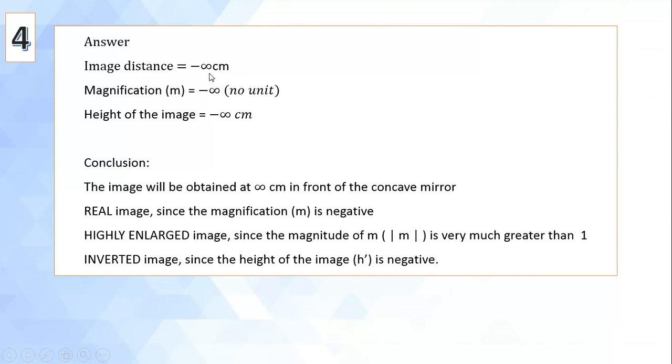Now we summarize everything. We got the image at minus infinite. Magnification is minus infinite, without unit. And height of the image is minus infinite. So all are very big values. The image obtained in this case is in front of the concave mirror. And what is the nature of the image? It's a real image. Why is it a real image? Because the magnification factor is negative. And what about the height of the image? Negative. It shows what? Inverted image. Since the magnitude of m is very greater than 1, we call that a highly enlarged image.